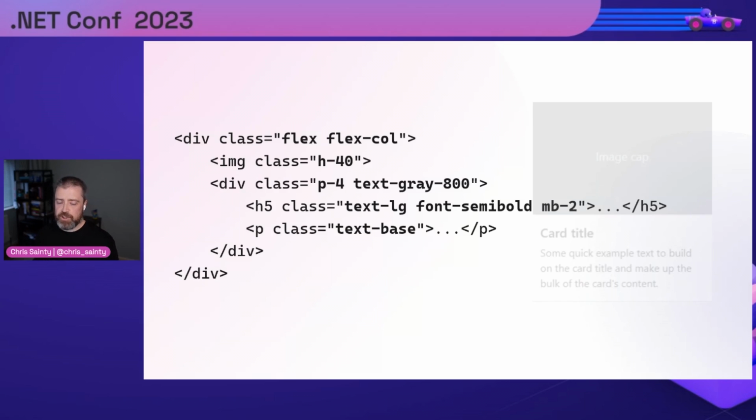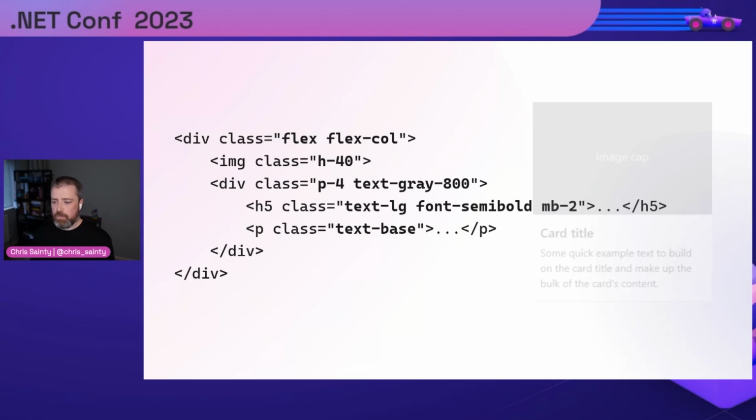On the image, we've got h-40, which is the height. Now, 40 itself doesn't actually map to 40 pixels or 40 rem or any of that. It actually ties back to a number in Tailwind's configuration file, and we'll talk a bit more about that in a second. p-4 is padding of 4, and because it's just padding of 4, it's padding all the way around. And again, that 4 maps to a number in the configuration. text-gray-800 is the color of the text, the particular shade of gray that we're going to use. And again, this is configured in the configuration file.